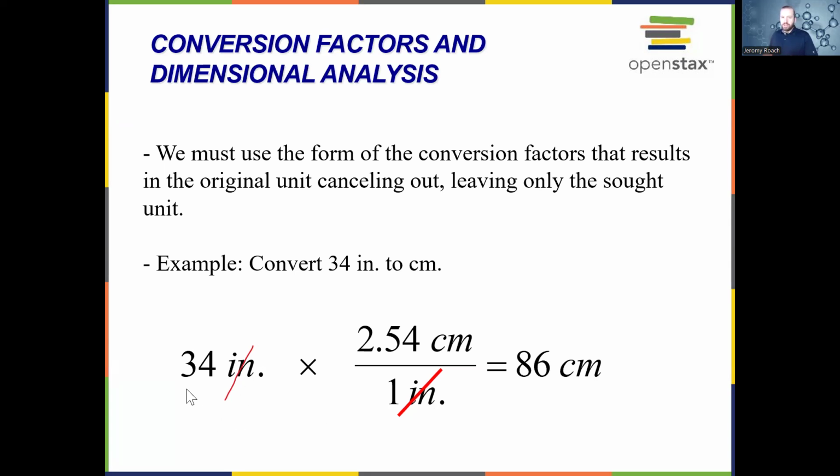And so now we just have 34 times 2.54 centimeters divided by 1. This 1 just so happens to be a 1 for this, but if it was not a 1, we would still divide by whatever that value is. So written as a fraction, our final answer would be that. But 86 over 1 is still just 86.